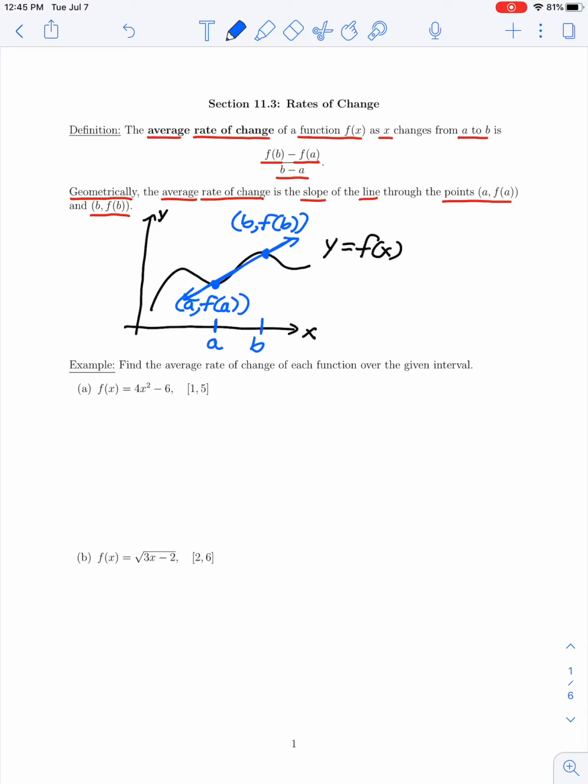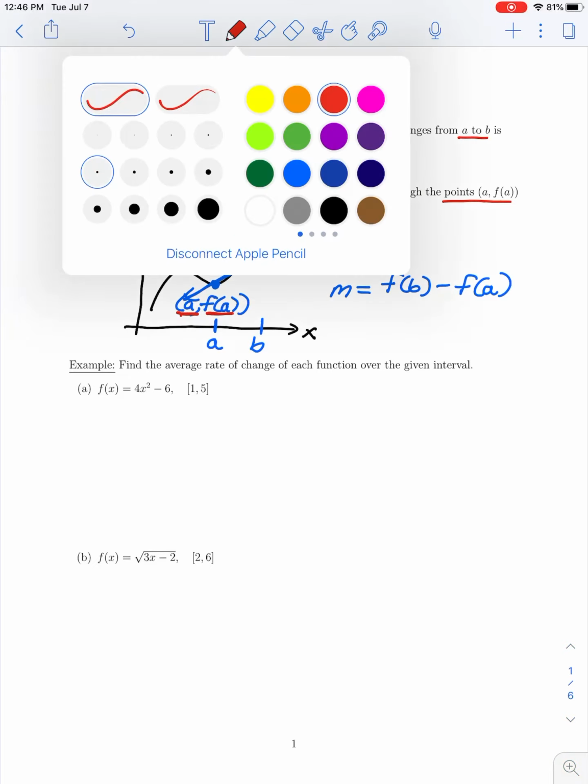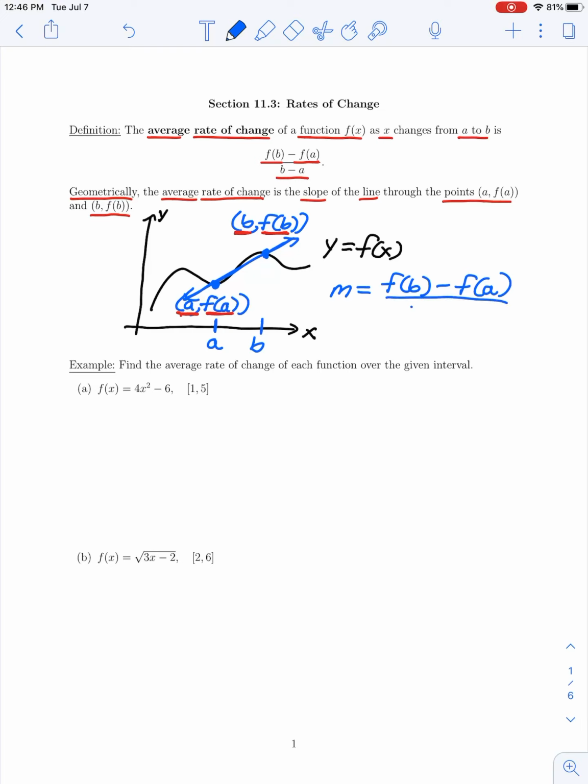Because, recall, the slope of a line passing through 2 points is given by the difference in the y values of those 2 points, so f of b minus f of a, for the difference in our y-coordinates, and then we divide by the difference in our x-coordinates, which were b and a. So we're dividing by b minus a. So this slope is the average rate of change of our function on the interval from a to b, or as x changes from a to b.